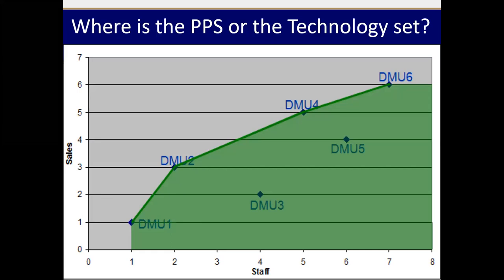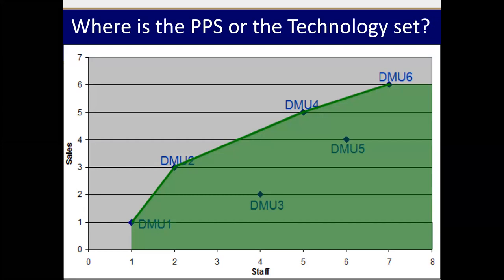For DMU 3, I think it can improve its... Emmanuel Adu, what should the inefficient DMU do to become efficient? For DMU 3, I'm thinking they can increase their staff so that they increase their sales so that they can find themselves on the same frontier.